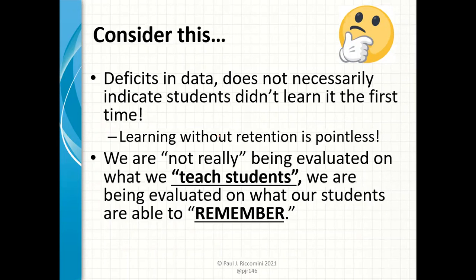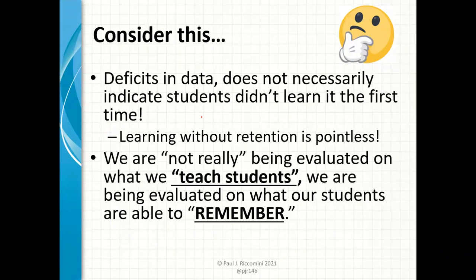So learning without retention is pointless. And I want to make that clear. It almost does not matter how well kids learn something the first time, or in the unit or the chapter, or in the moment, if they can't retain it. It is literally pointless. I know that sounds kind of weird.